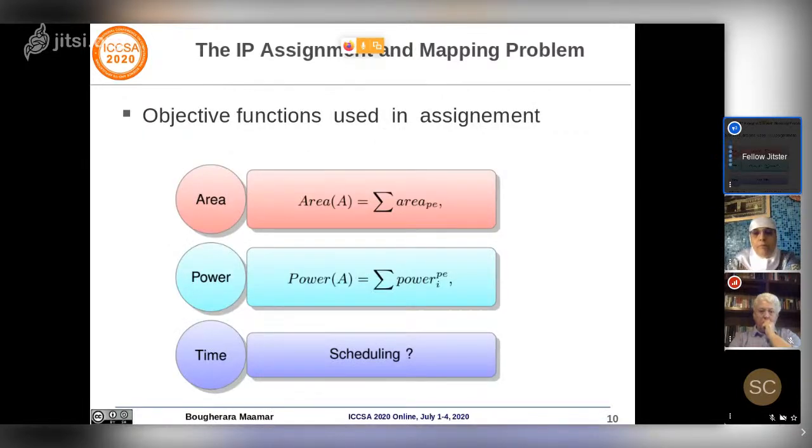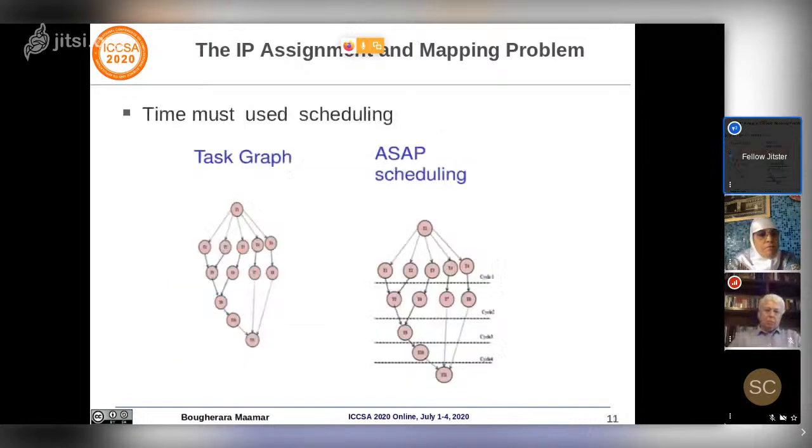To give the best assignment and best mapping, we use some objectives. In this work, we use three objectives: area, power, and time. When we say time, we say scheduling. In this work, ASAP scheduling is used. It schedules the tasks at the earliest possible step.